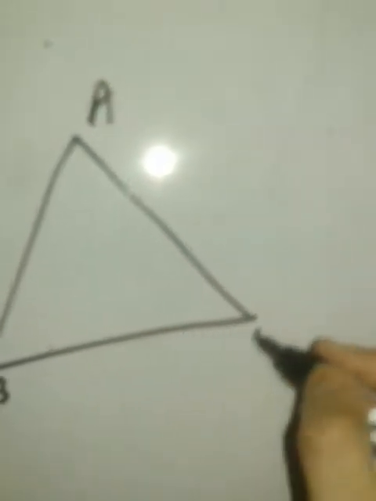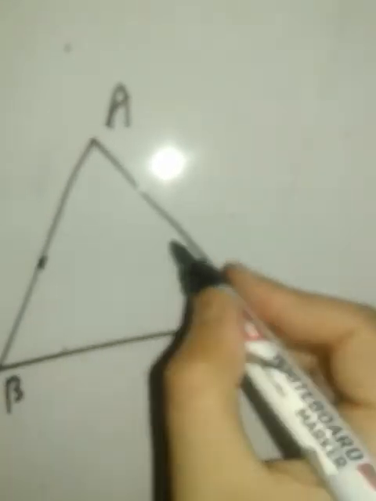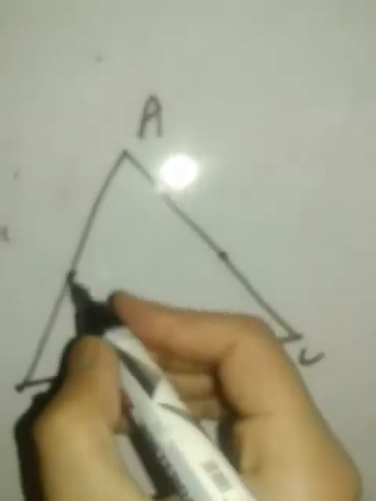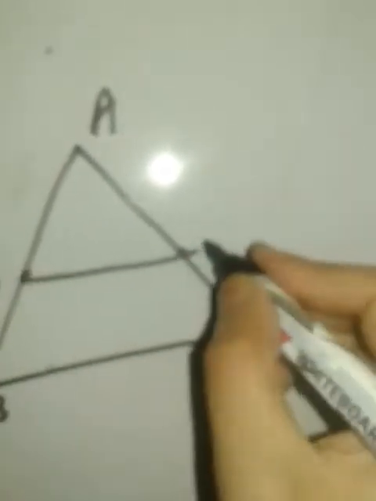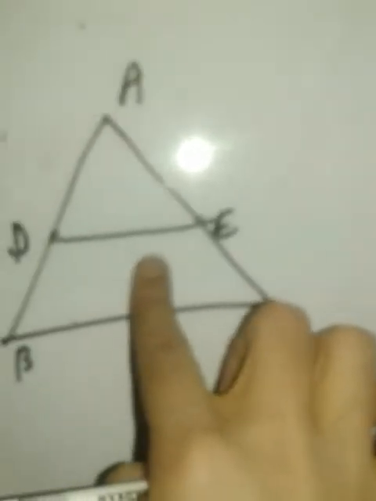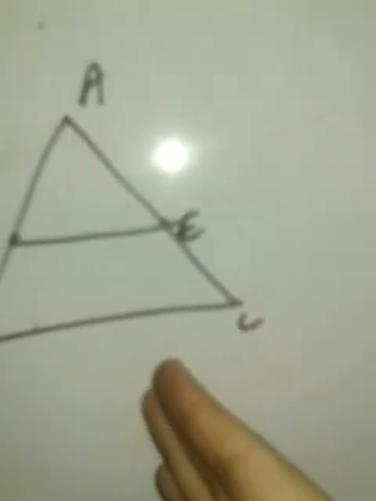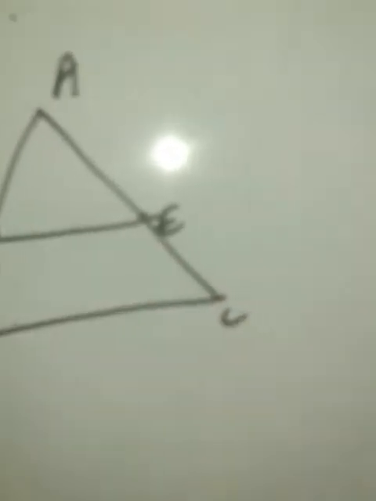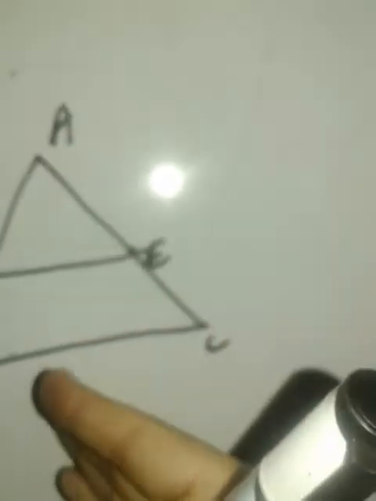What is the midpoint theorem? First of all, I will show you the midpoint theorem. If you have a triangle ABC, and you find the midpoint of any two sides, say we find the midpoint of AB and the midpoint of AC and join them, then according to the midpoint theorem, the line segment DE would be parallel to the third side BC and equal to half of it. This is the midpoint theorem.